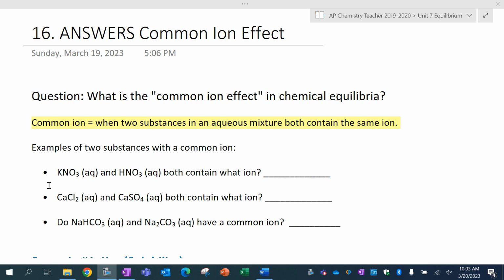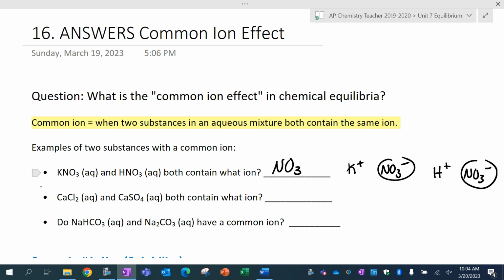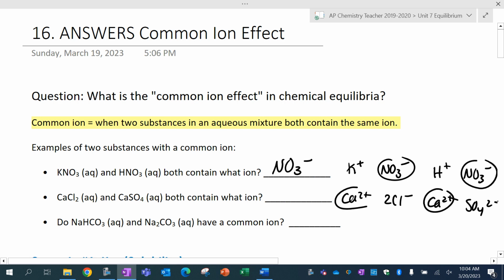KNO3 and HNO3. When you stick those in water, we know that ionic compounds like KNO3 are going to dissociate, break apart into ions. And strong acids like HNO3 are also going to break apart into ions. When we do that, we should notice that these two substances have an ion in common. They both contain the nitrate ion. In the second example, calcium chloride and calcium sulfate, when they break apart into ions, as they do when dissolved in water, we'll notice that both of these substances contain calcium ions.